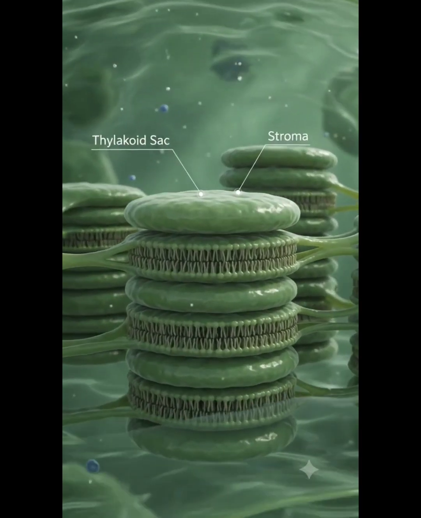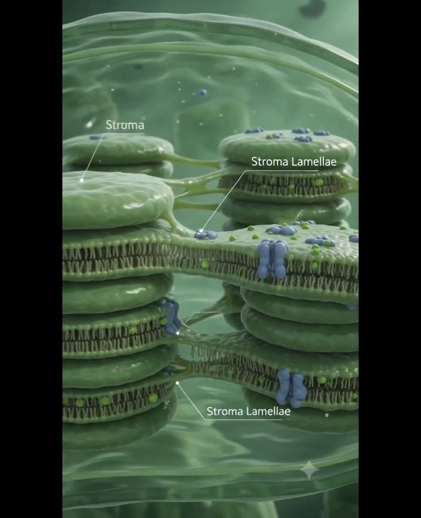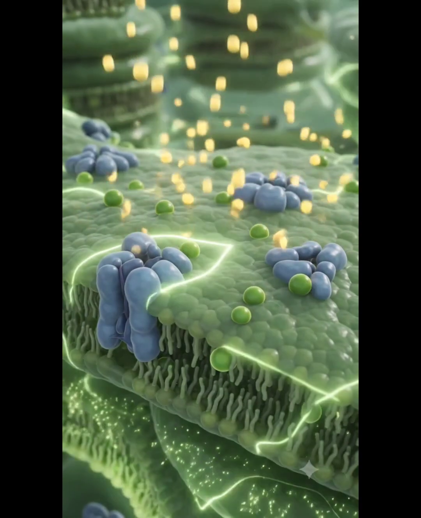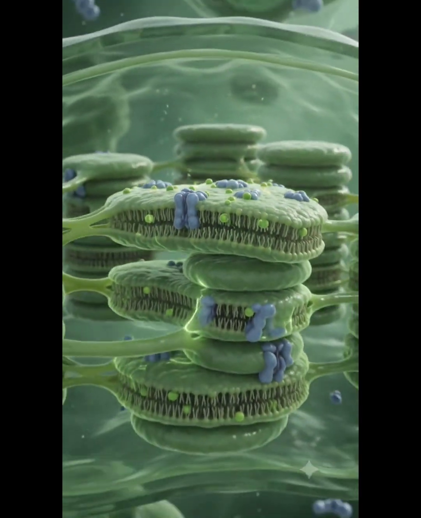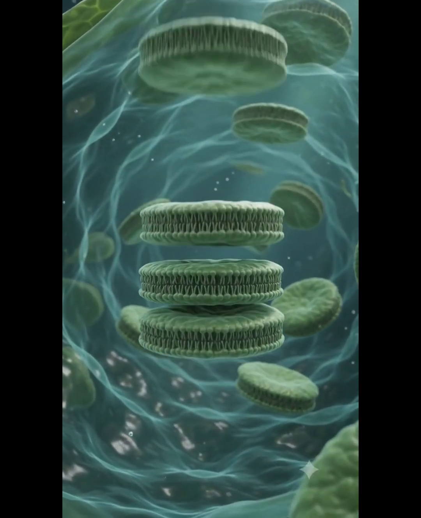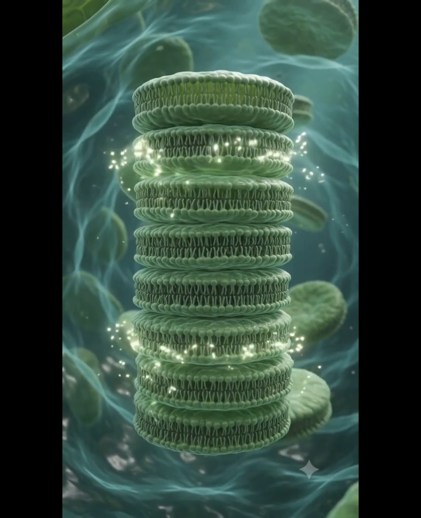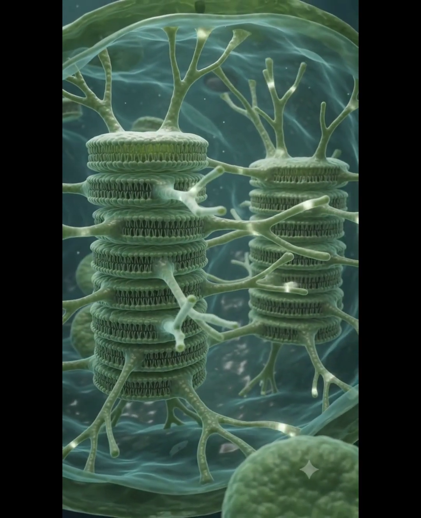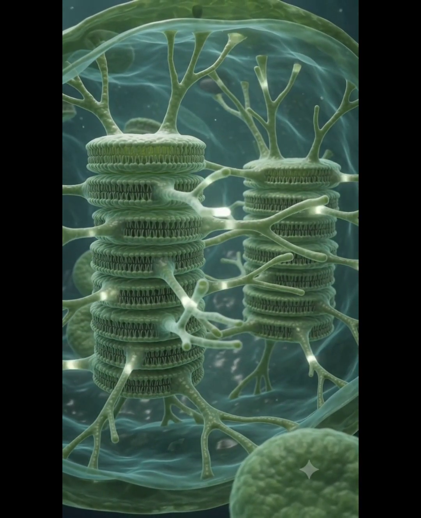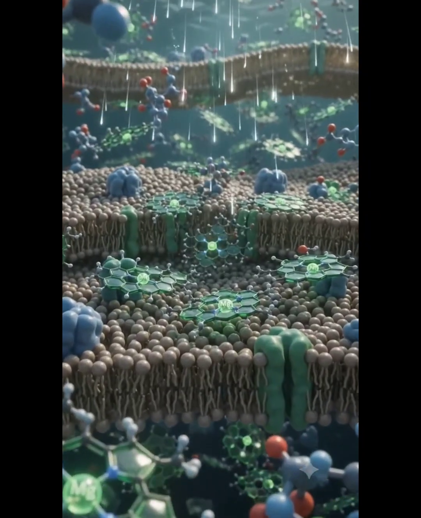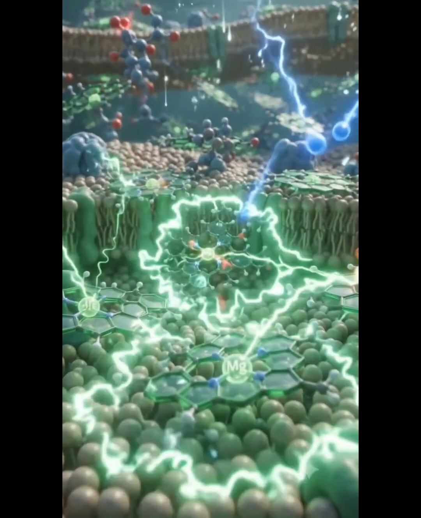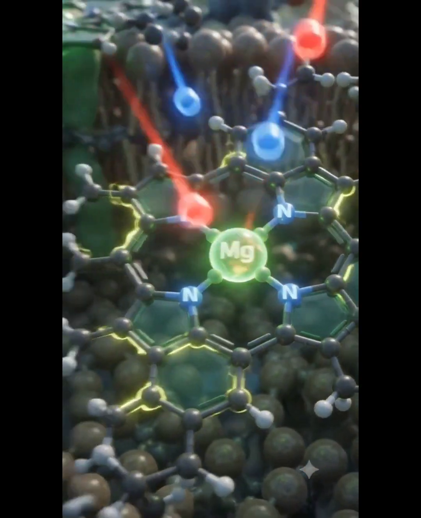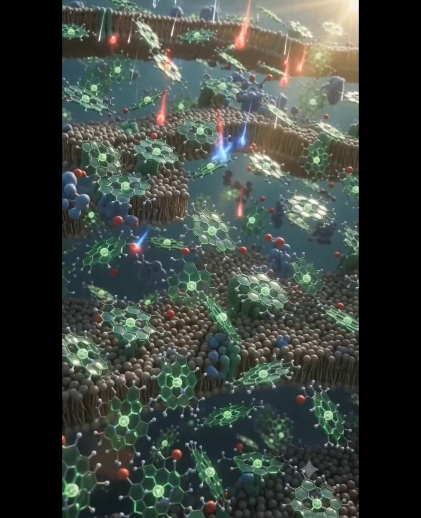The most important structures inside chloroplasts are the thylakoids. These membrane sacs contain chlorophyll pigments responsible for capturing solar energy. Stacks of thylakoids form grana, increasing the membrane surface area available for photosynthesis. Grana are interconnected by stroma lamellae. Embedded within the thylakoid membrane are chlorophyll molecules. Their unique molecular structure efficiently absorbs blue and red wavelengths of sunlight.